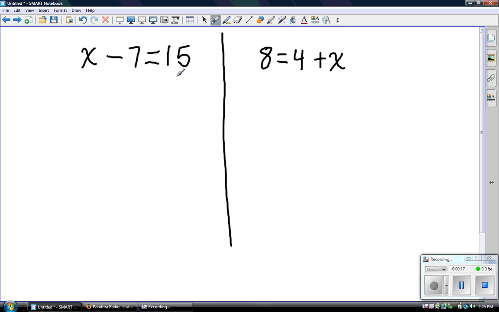Now, in order to solve this equation, there's two big things you have to be thinking about. One is opposite operations, and the second thing is balance. Our goal is to get x by itself. How do we do that? We're going to use opposite operations.